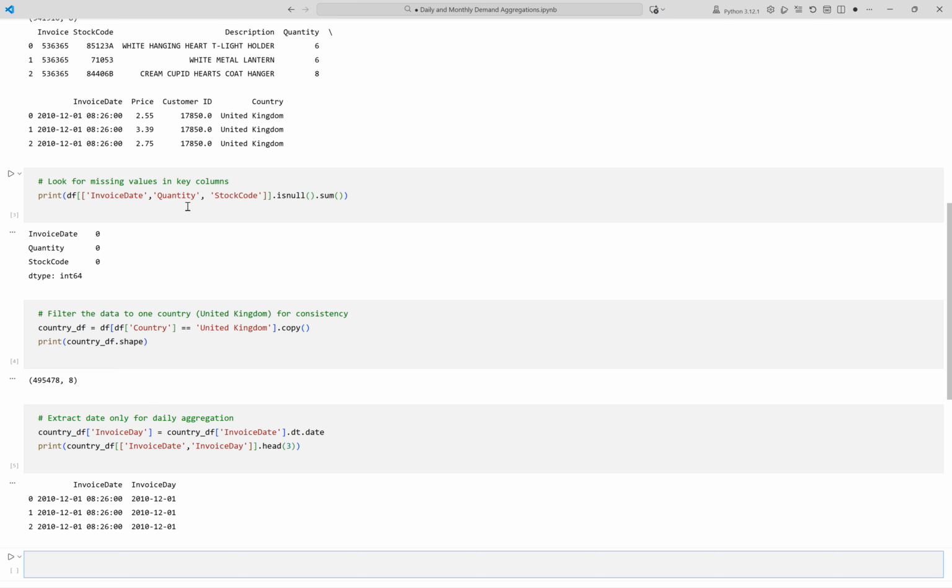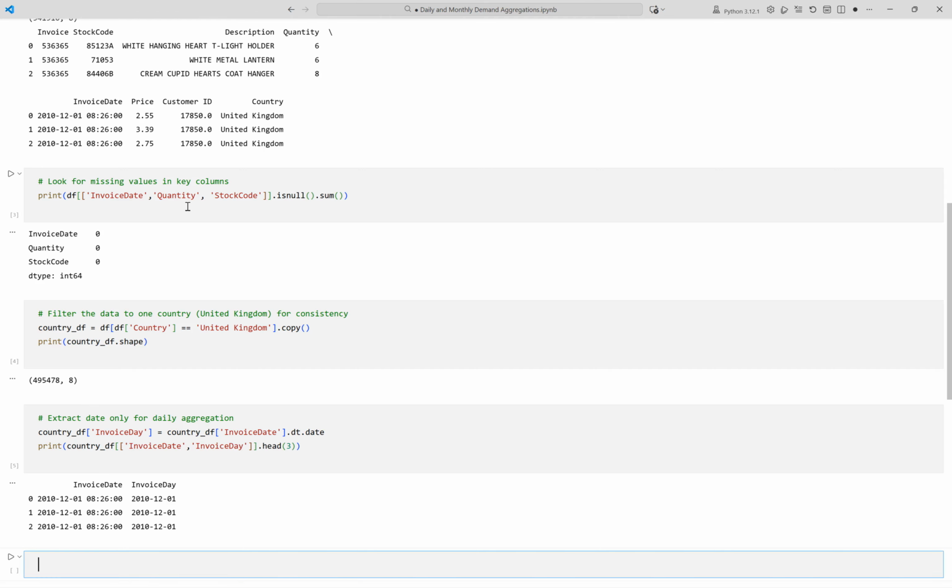Here, the output shows how we extract just the date from a full timestamp to create a new column, invoice day. Notice that while invoice date includes time, invoice day simplifies it to the day level, which is crucial for aggregating demand data daily, helping us analyze product sales trends by date without time detail clutter. Always check the format after creating a new time column for grouping.